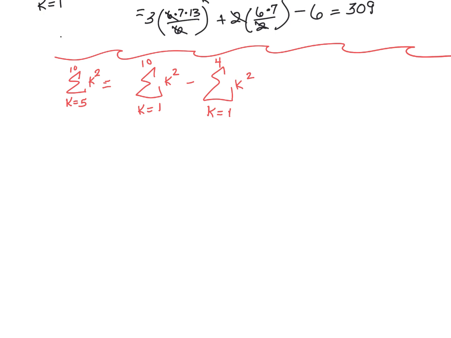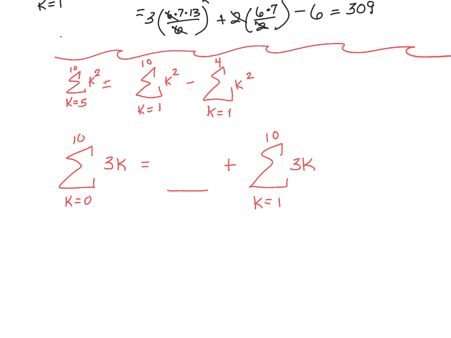For example, here, if I have k equals 0 to 10 of the 3k, well, we know that k equals 1 to 10 of the 3k I can find. So I just have to find out what is that first one at 0, which happens to be 0 in this case.